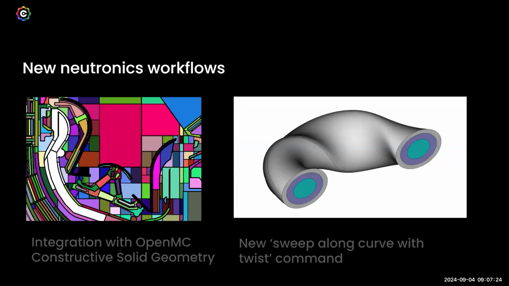And then we have two new neutronics workflows. I'm going to have Matt talk about the integration with the OpenMC CAD interface, which uses constructive solid geometry or CSG, as well as a new command called sweep along curve with twist that's used by customers to produce geometries for accelerators. And I'll show a demo of that as well.